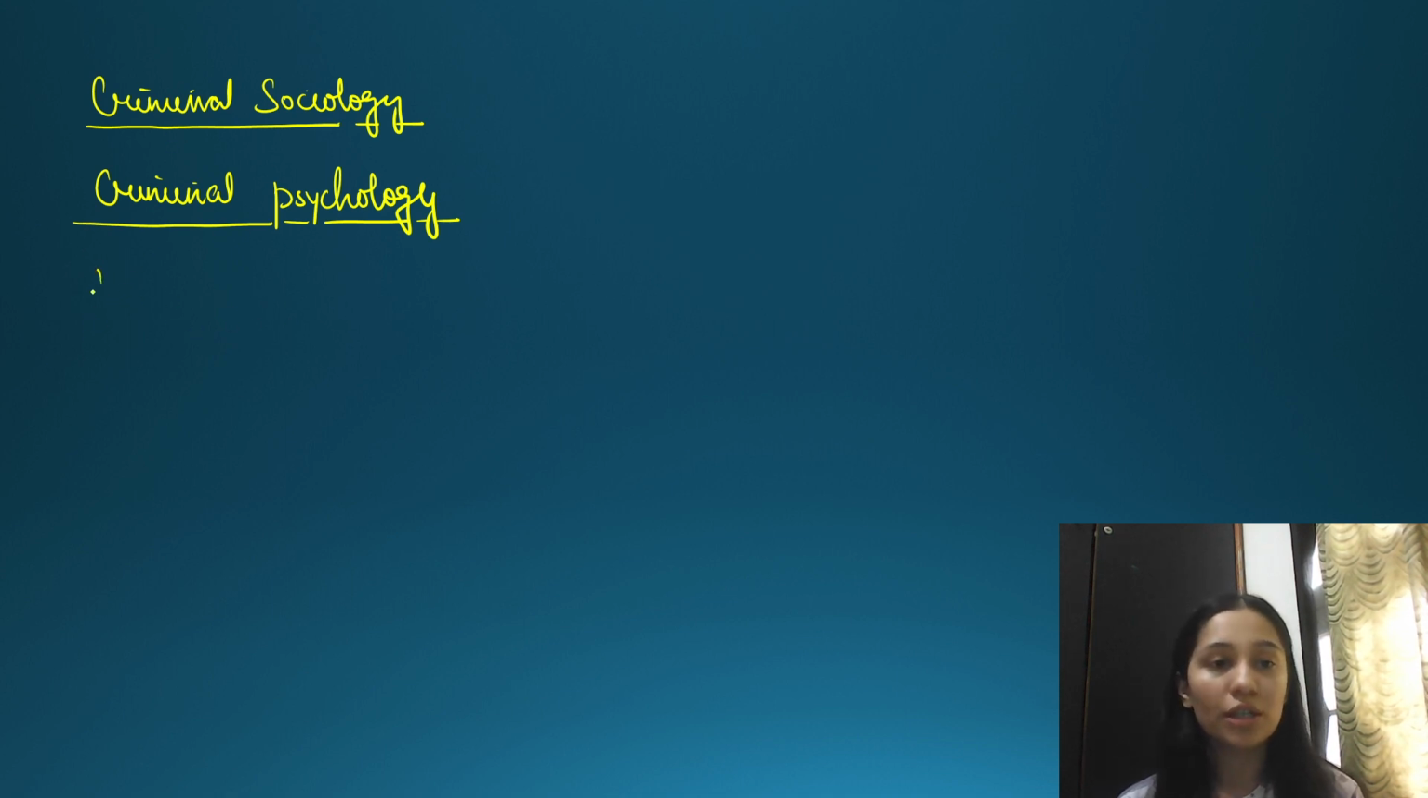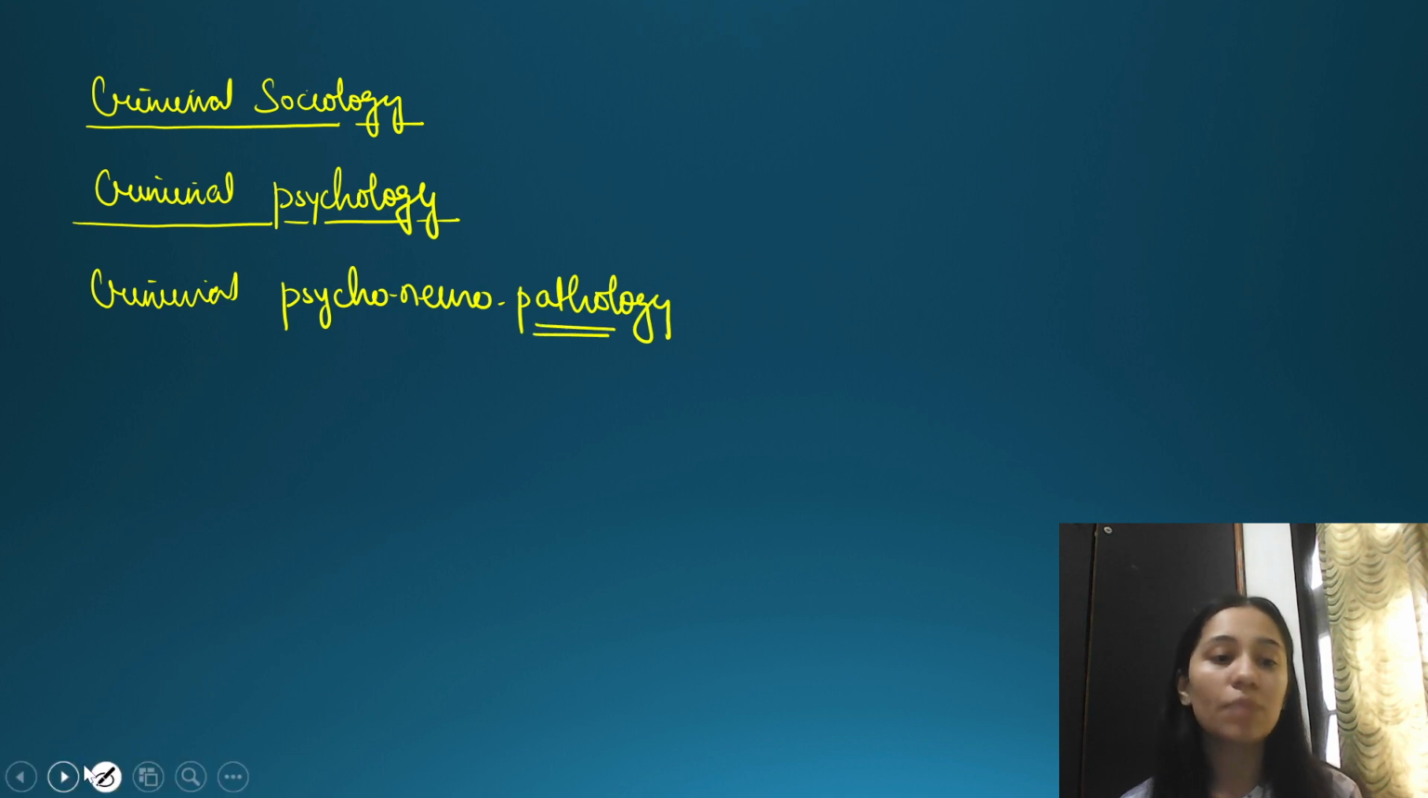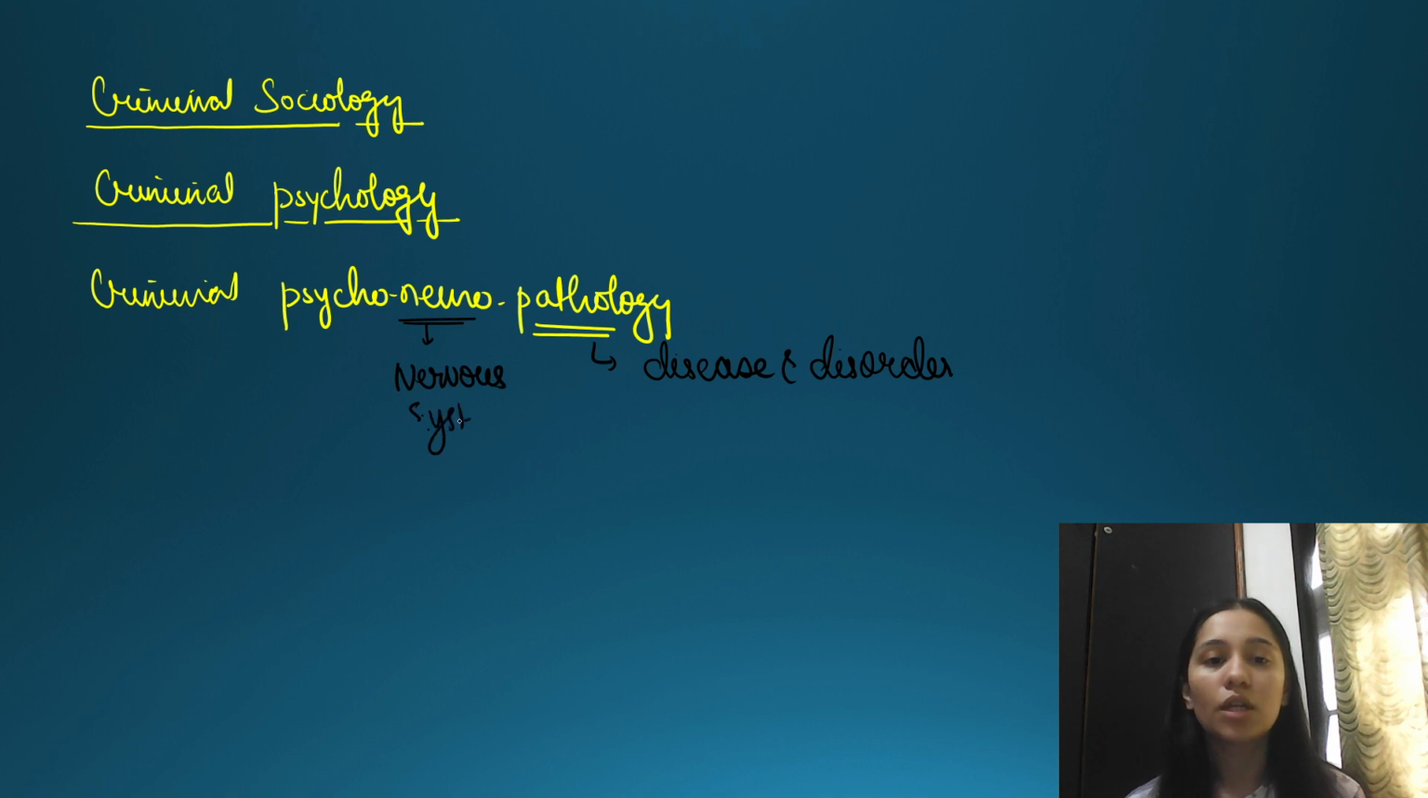Then we have criminal psychoneuropathology. Pathology is something which is related to any disease or disorder. Neuro is again associated with your nervous system. Psycho means psychologically: the psychological makeup of that person because of any neural disease or disorder is different or challenged.